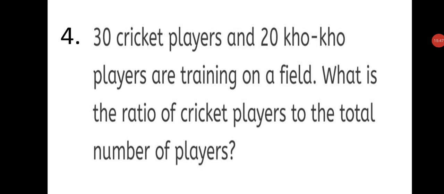Question number 4. 30 cricket players and 20 kho kho players are training on a field. What is the ratio of cricket players to the total number of players? So always keep in mind you have to write down the first ratio which is asked first. So cricket players will come first is to number of players. So 30 is to 20 is our ratio and we have to reduce it and find the basic.